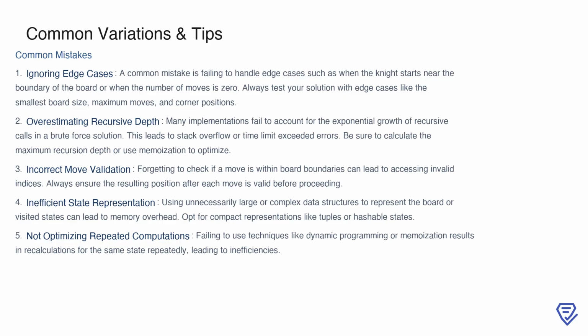Additionally, it's important to validate moves properly. If you don't check whether a move keeps the knight on the board, you could end up accessing invalid indices, leading to unexpected errors. Inefficient state representation is another issue to avoid. Choosing overly complex data structures can waste memory. Instead, opt for simple, compact representations that still capture all necessary information.